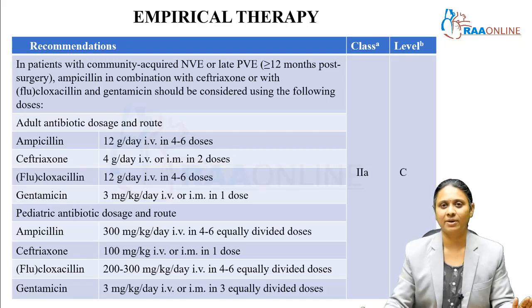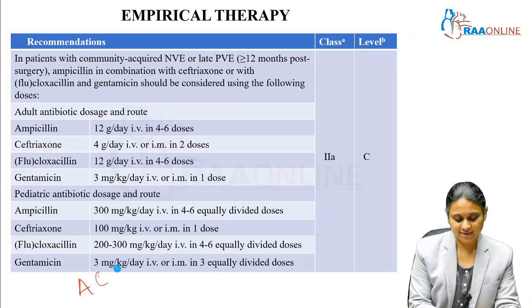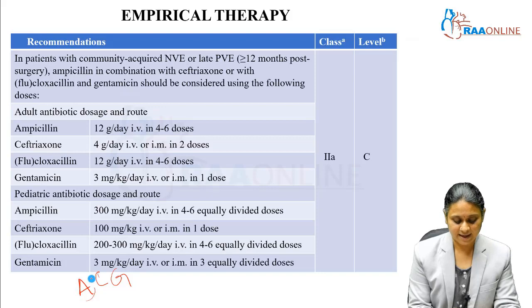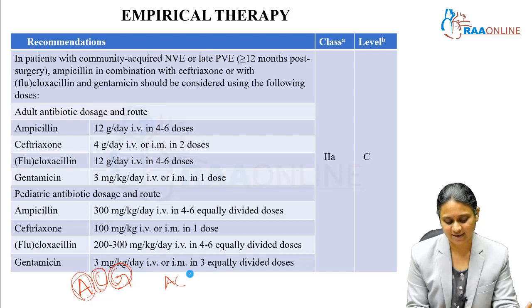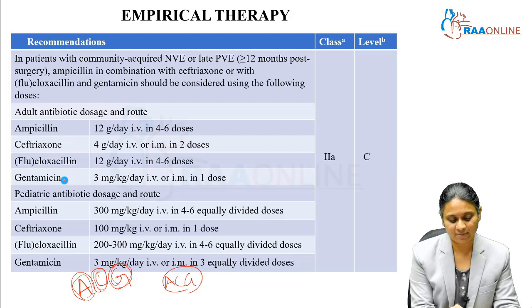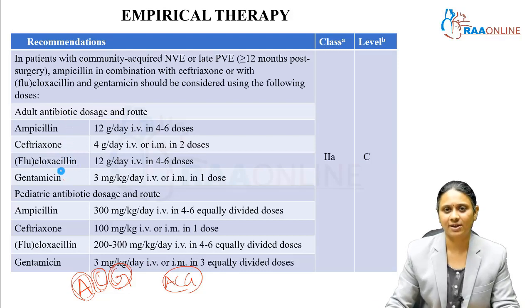So 3 combinations, so both are A, C and G. First is ampicillin, second is ceftriaxone, gentamicin, or ampicillin, cloxacillin or flucloxacillin and gentamicin. So treatment is ACG for a community acquired native valve or a prosthetic valve after 12 months of surgery: ampicillin, ceftriaxone and gentamicin, or ampicillin, cloxacillin with gentamicin. This is the initial empiric therapy until the culture reports come.